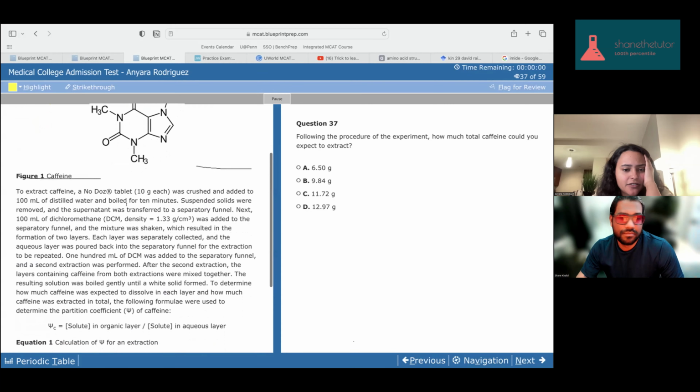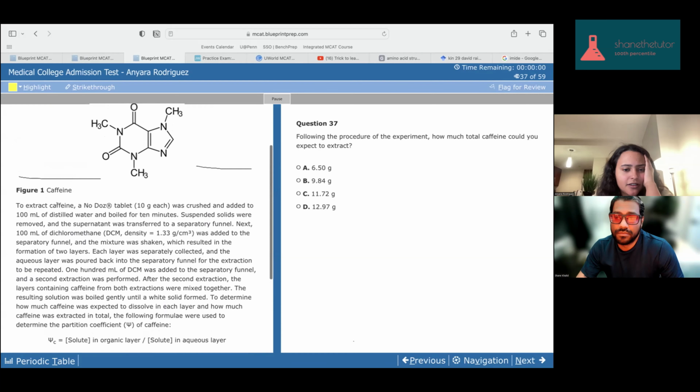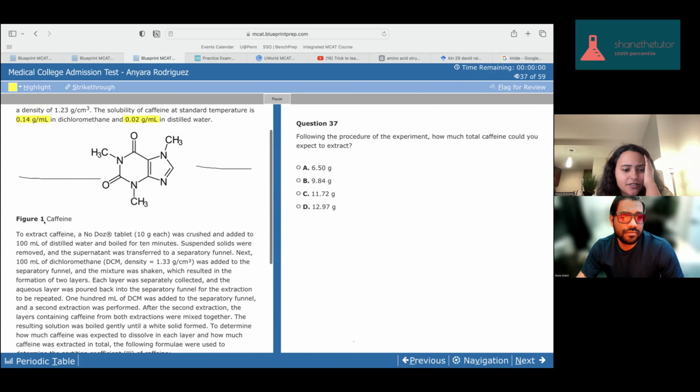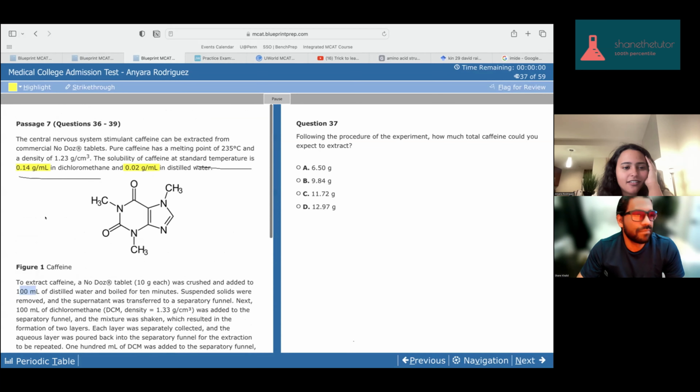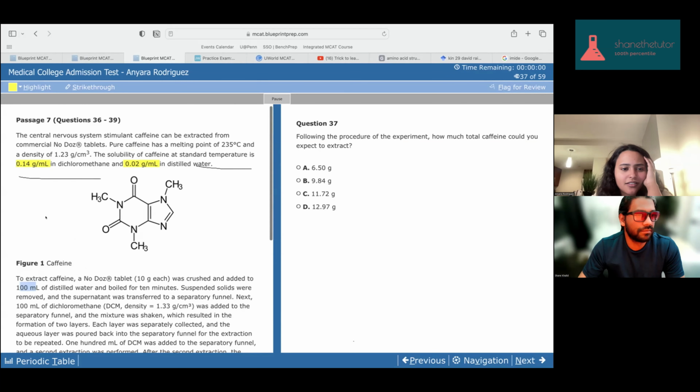We start out with 10 grams added to 100 milliliters of distilled water. Is it this that they're referring to? I don't think so.